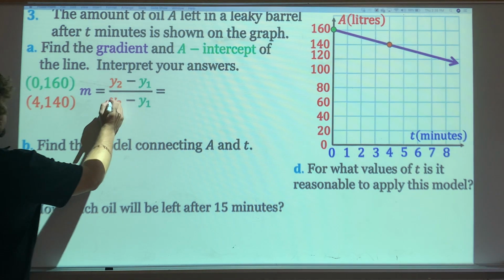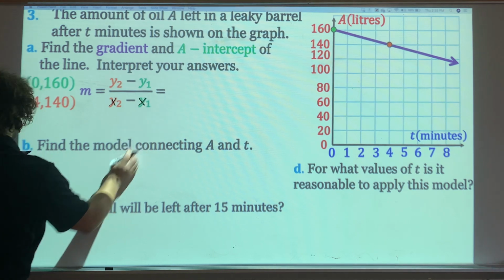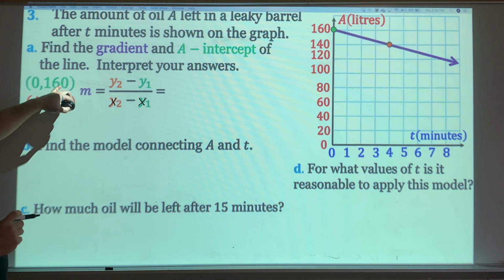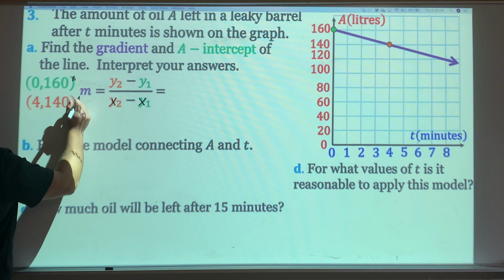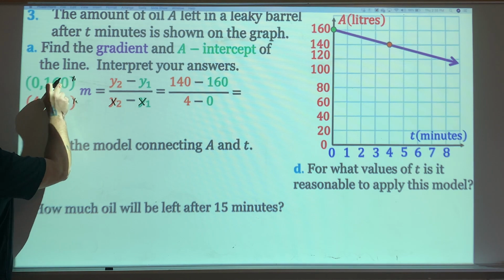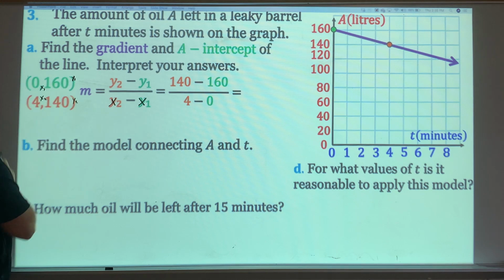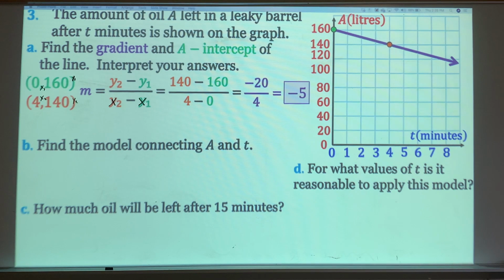I made this mistake in the other one too, and I missed them both. Remember that? I made this a while ago. 3a. So, what you do is, this is my y1, this is my y2, 140 minus 160, this is my x2, 4 minus 0. Negative 20 divided by 4 reduces to negative 5.